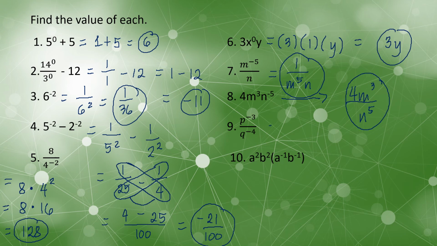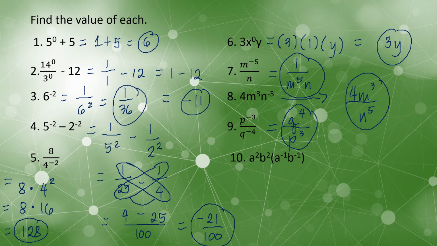Number 9, we have p raised to negative 3 over q raised to negative 4. So in this case, we simply interchange. So q will be in the numerator to make the exponent positive. And then p will be in the denominator to make the exponent positive. So it becomes q raised to the 4th power over p raised to the 3rd power.